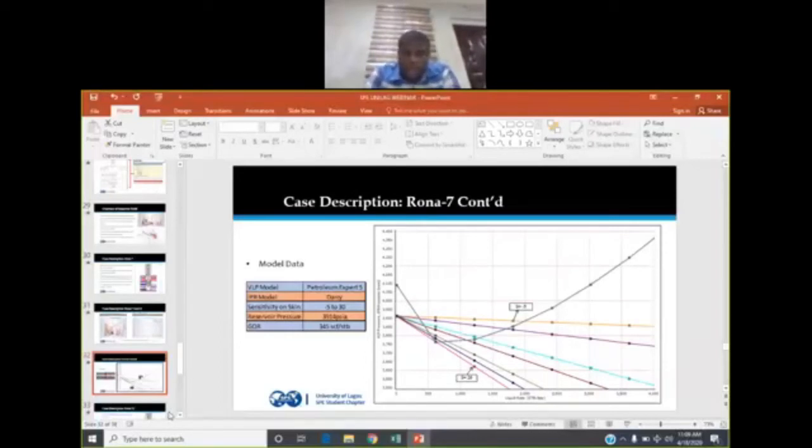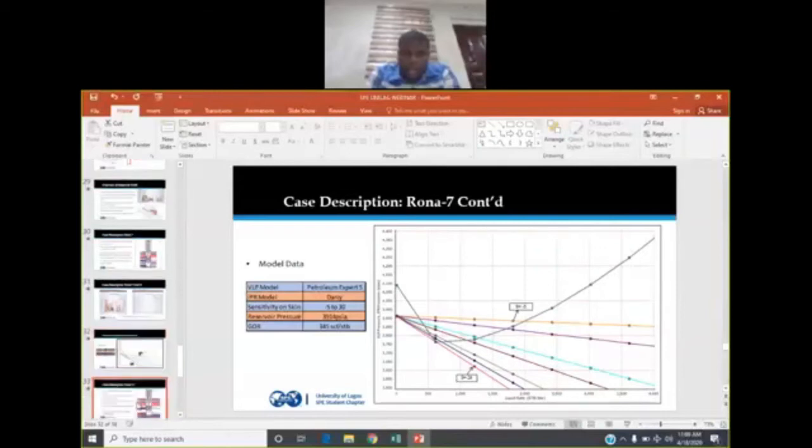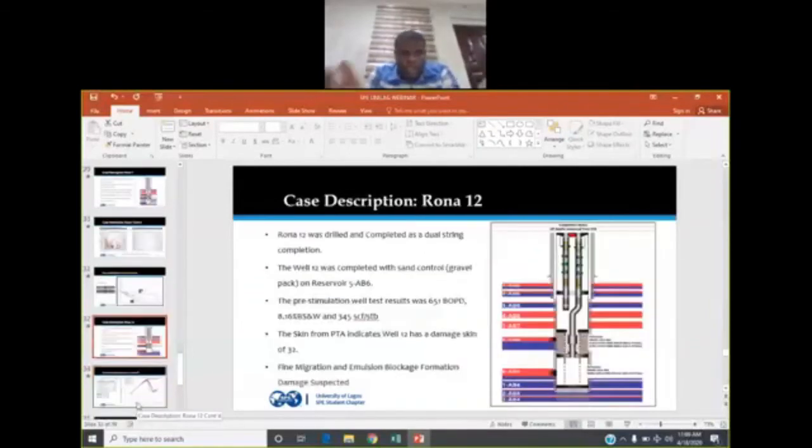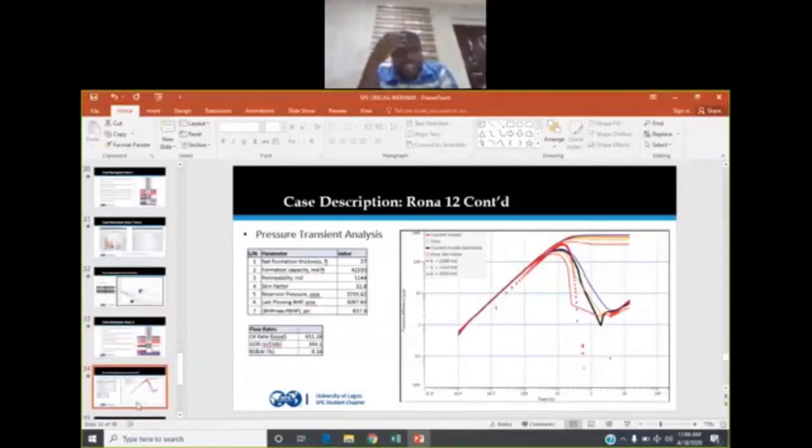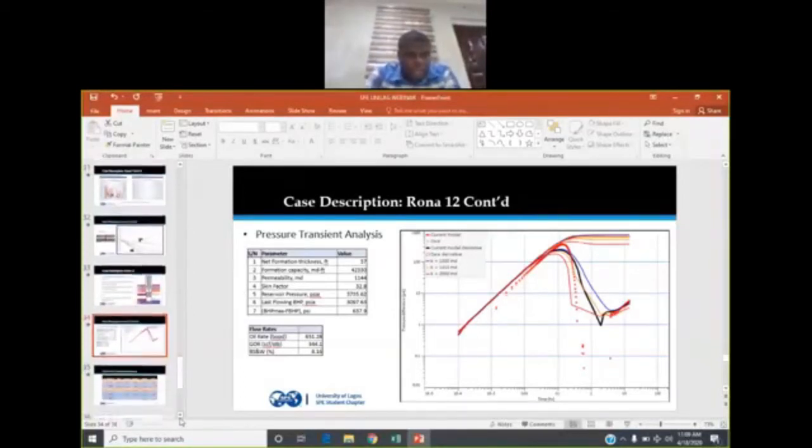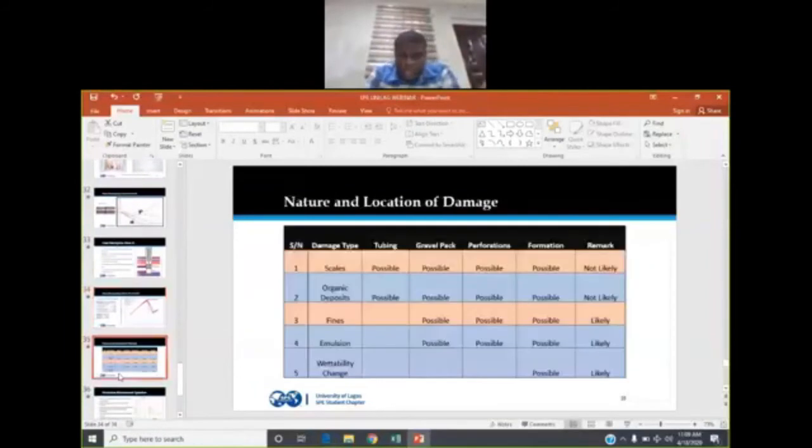And for well 12, we carried out a pressure transient analysis. And like I told you, we were able to decompose the skin, and eventually we arrived at a skin of 32, indicating to us that the well has a formation damage arising from the near wellbore region. I think I'll skip this because of time.